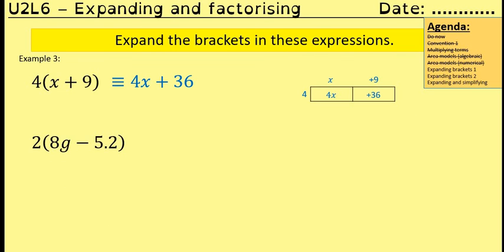Our next example, we're going to have 2 multiplied by this bracketed expression, 8g take away 5.2. So we want to eliminate these brackets, and we will use an area model to help us get our answer. So 8g. And then you can see now that I've got negative 5.2 here. And it's really important when we fill out this grid to put if it's a positive or a negative there. Because when we fill out the grid, we're going to have positive 2 times 8g. Fine, positive times positive is a positive. But now we will have in our second rectangle's area, positive 2 multiplied by negative 5.2.